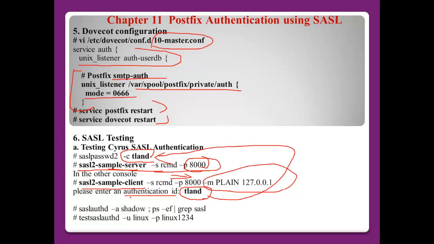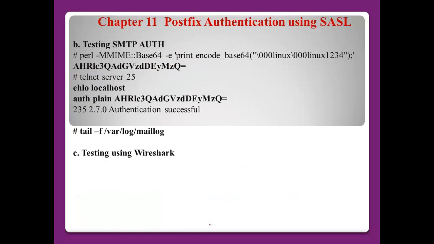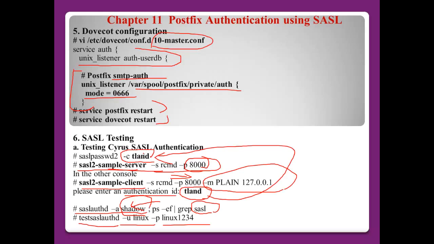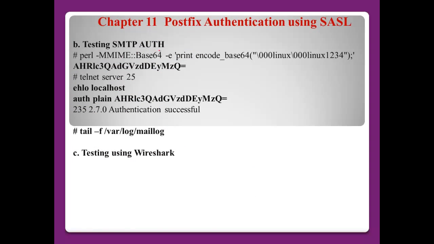Or if you want to change the mechanism, I already told you the default is PAM, but we can change it like this. And after that, if you check the process of SASL, then you can see the mechanism is shadow. And after that, test authentication using this command with the username and password, then you can test. Number A is testing using only Cyrus SASL, but B is testing SMTP AUTH. I already told you SASL normally uses base64 encoding for the username and password. In my case, the username is linux and the password is linux1234, and using the perl command, this will show you this kind of encoding.